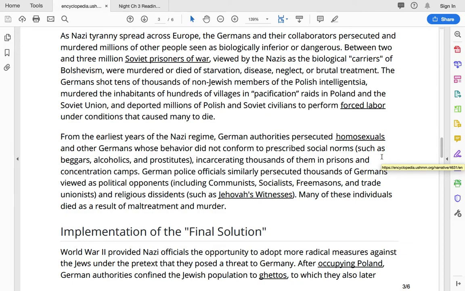From the earliest years of the Nazi regime, German authorities persecuted homosexuals and other Germans whose behavior did not conform to the prescribed social norms, such as beggars, alcoholics, and prostitutes, incarcerating thousands of them in prisons and concentration camps. German police officials also persecuted thousands of Germans viewed as political opponents, including communists, socialists, Freemasons, and trade unionists, and religious dissidents such as Jehovah's Witnesses. Many of these individuals died as a result of maltreatment and murder.